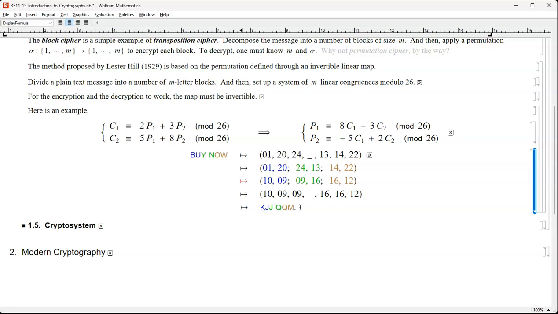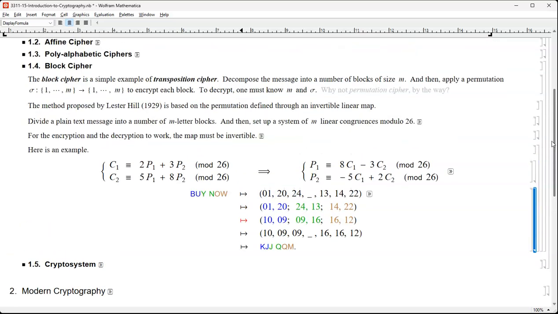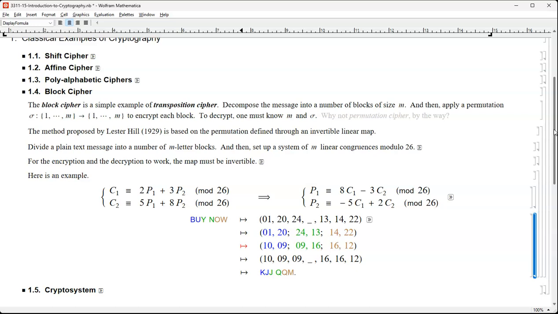And an interesting thing is, we have JJ and QQ down here, but they didn't come from the same information, right? So this too is actually polyalphabetic. So it's hard to break using statistical analysis.